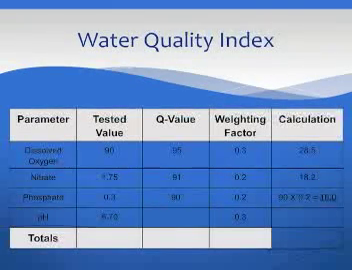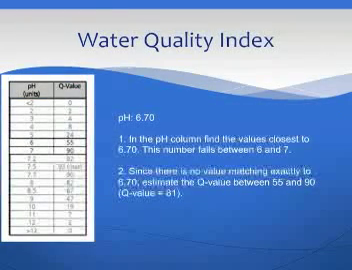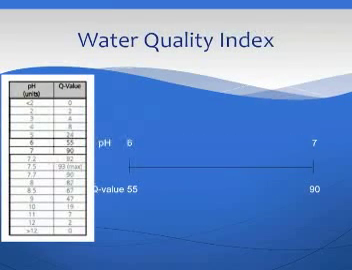The next value that we want to find the Q value of is pH. As we can see, the tested value is 6.7. So we look on our Q value chart, and it seems we only have 6 to 7. Now we're going to need to interpolate to find the Q value associated with 6.7. This could be a little tricky. So we have this to make it a little easier.